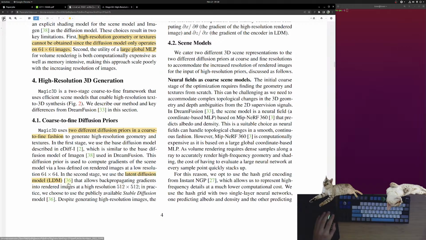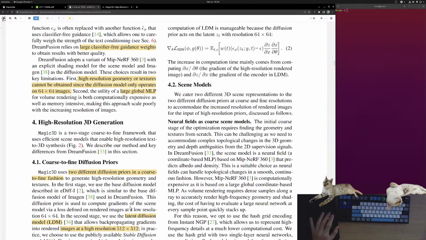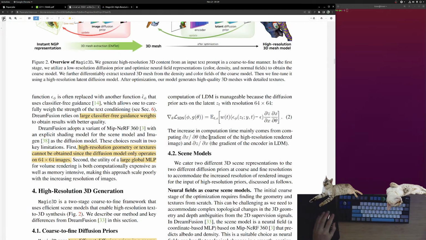Okay, so they say that because they do the diffusion in the latent space, they can now use higher resolution images. Yep, that is because the diffusion prior acts on the latent Z sub T.